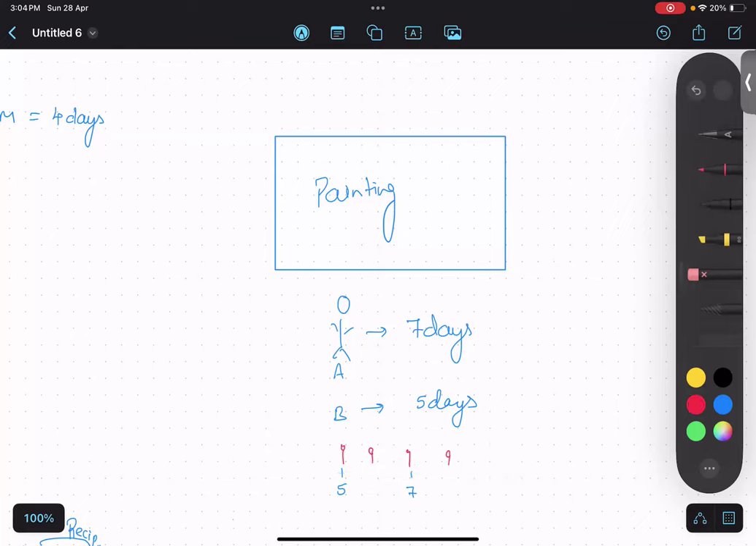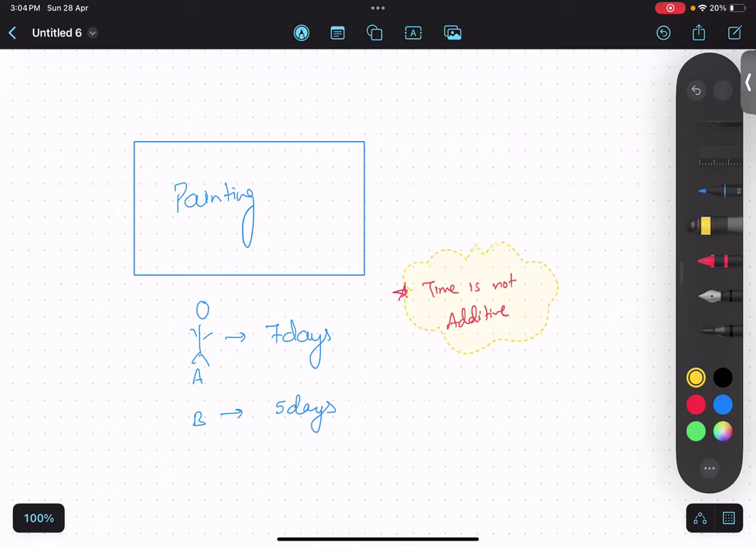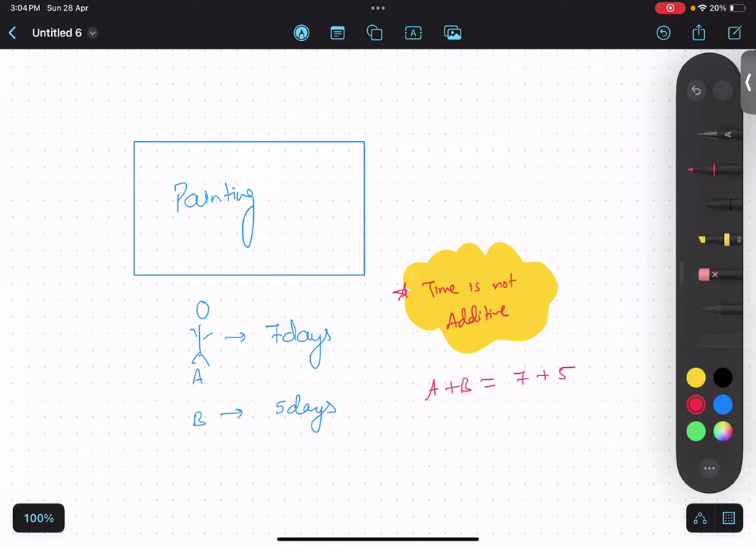So this thing is very important to understand, first of all, that if both A and B work together, the most important part over here is that time is not additive. This is the most important thing. Time is not additive. What do I mean by that? A plus B is not equal to 7 plus 5 days. Understood? Yes.